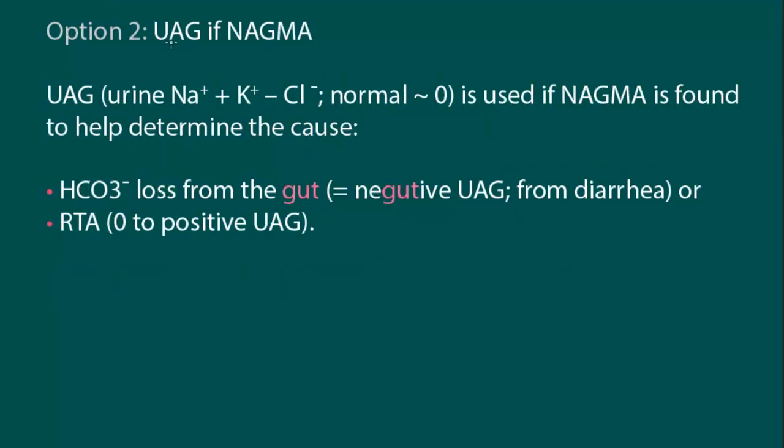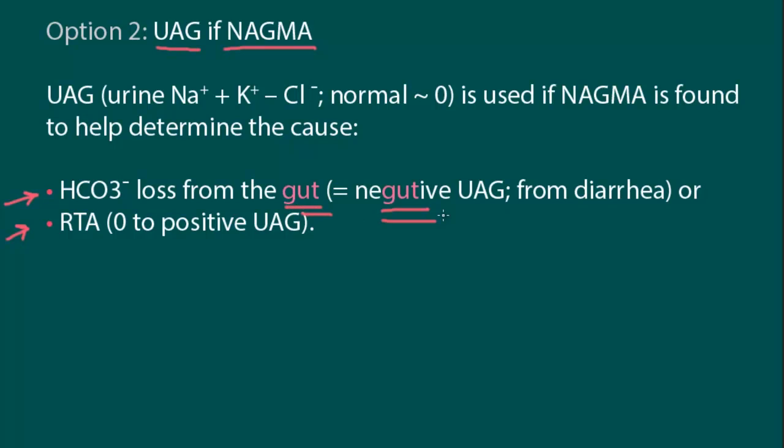Option number 2, you always do a urine anion gap if you have a NAGMA. Why is that? If you have a NAGMA, that means you have a normal anion gap metabolic acidosis. The most common causes are either a bicarbonate loss in the stool, usually from diarrhea, or hydrogen ion retention, usually due to an RTA. Urine anion gap is negative if it's a gut loss. It's normally 0. And if it's positive, you think RTA.